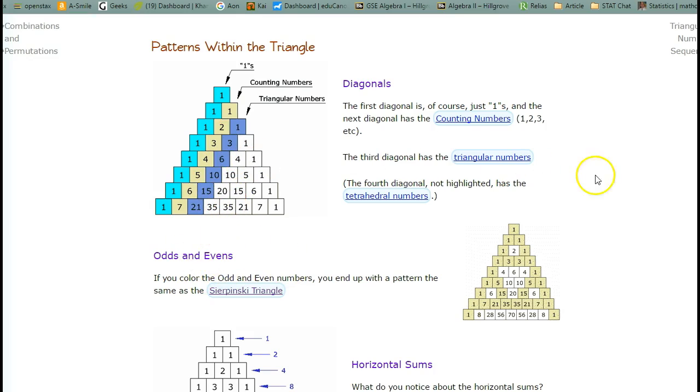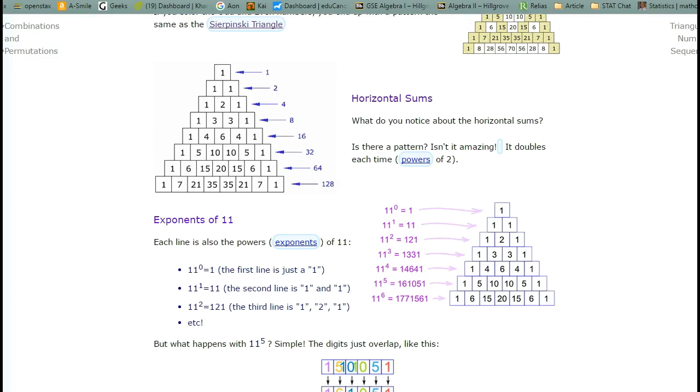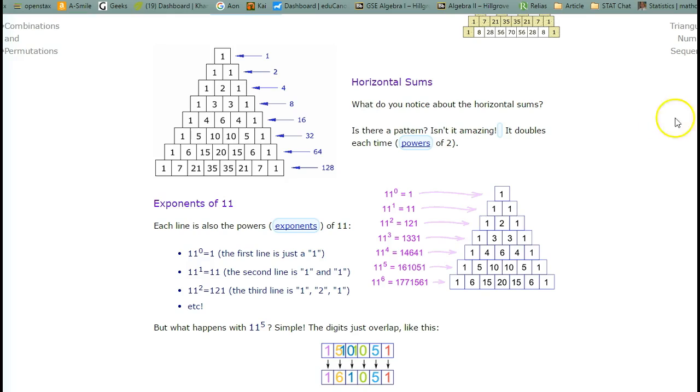There's tons of patterns in Pascal's triangle. For example, the horizontal sums. So there's a pattern: 1, 2, 4, 8, 16, 32. Do you notice anything about those numbers? They're all powers of 2. Another pattern in Pascal's triangle is that the numbers themselves, when you just look at them, each row is an exponent of 11.